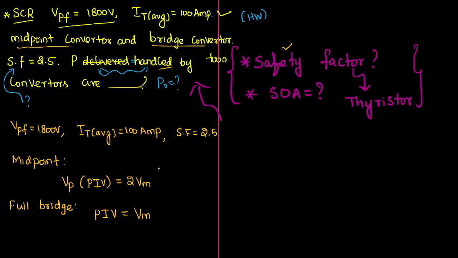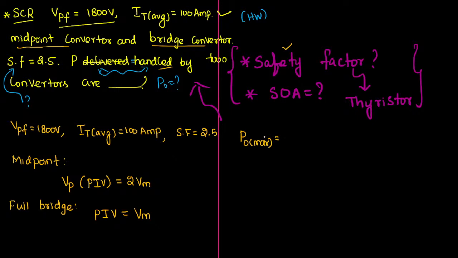Now, first I'm asking you, what can be the expected maximum average output voltage? That is what we have to identify. Then it is very easy to identify the power. Yes or no? What they're asking, power handling in the sense, is what is the maximum output power that can be delivered by these converters?